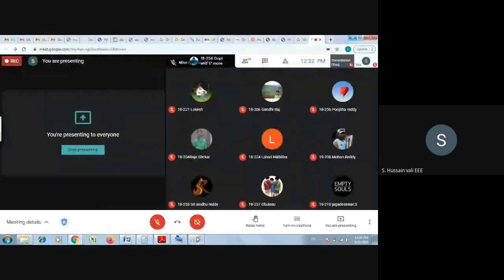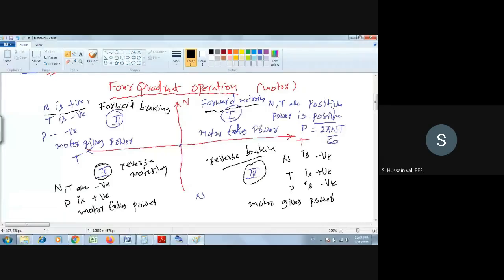Okay, now you see all these four quadrants. In the first quadrant, speed and torque are both positive, you can understand just from this graph. The y-axis and x-axis are both positive, so the power is positive, because power is proportional to the product of speed and torque. Whenever power is positive, always remember the motor is taking power. Whenever you get the answer that power is negative, it means the motor gives the power back. That's the meaning of that.